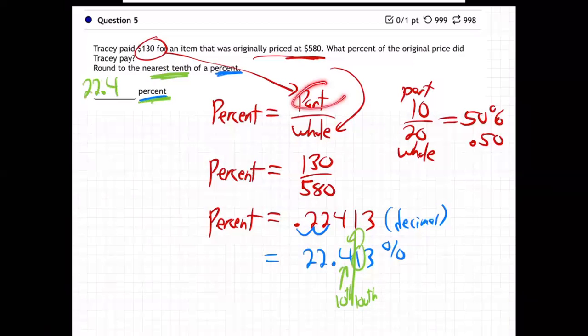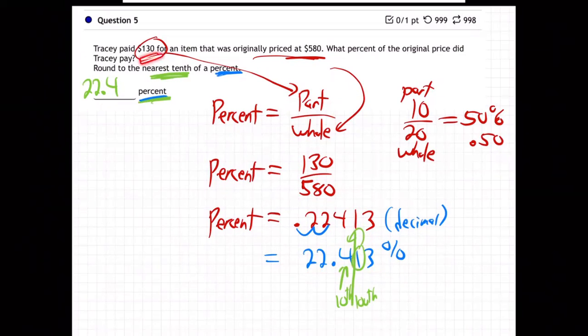So how did we do that? We took the part over the whole, the 130 out of 580, got the decimal, changed it to a percentage, which had to move it right 2 places. There's 2 zeros in the percentage symbol. It's always a movement of 2 places. And then round, and there's 10th. 10th is the first place after the decimal. So 22.4%. So she paid 22.4% of the price.